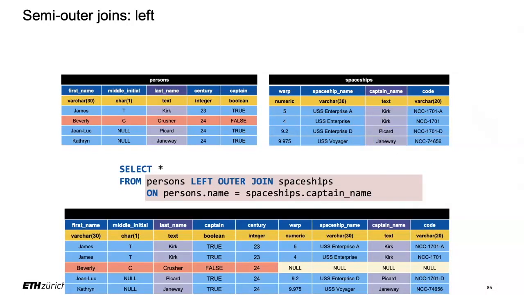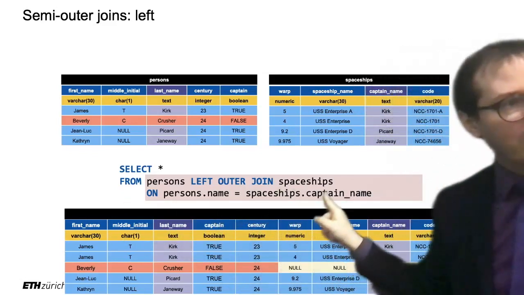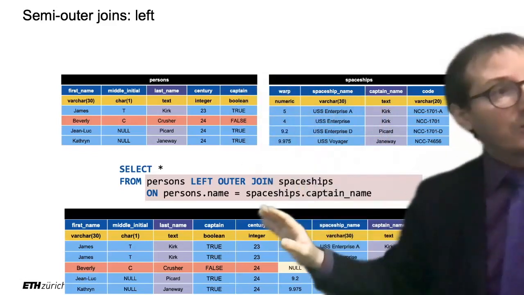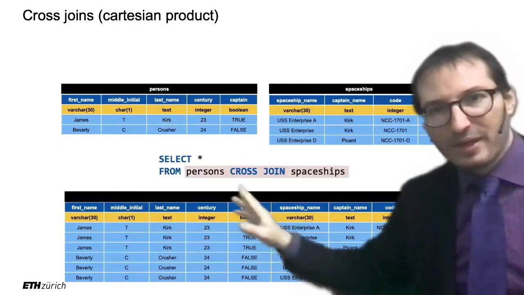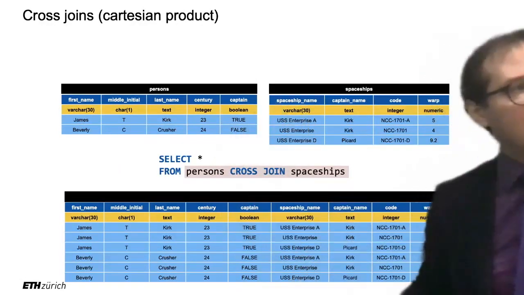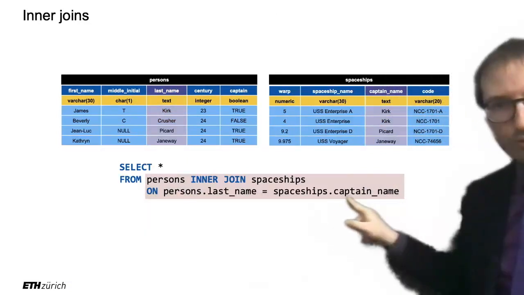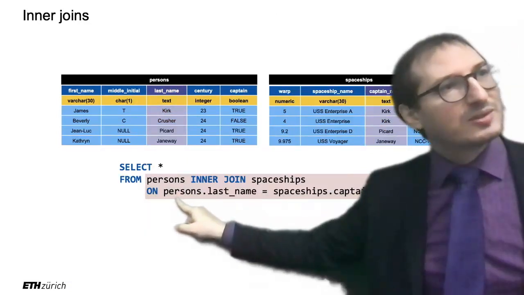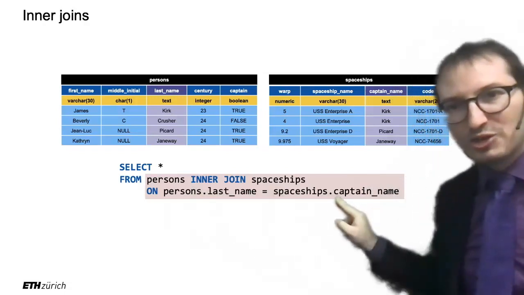Why don't we have the other proposal of the... Oh, that's because of the filtering criteria here. I say on person's name equals spaceship's captain name. So this is why it's actually filtering and only matching. That's the difference with the cross join here, where I don't have a predicate and it's all combinations. But this is really because of this here that we only take the matches. I'm saying the person's last name must match the spaceship's captain name.